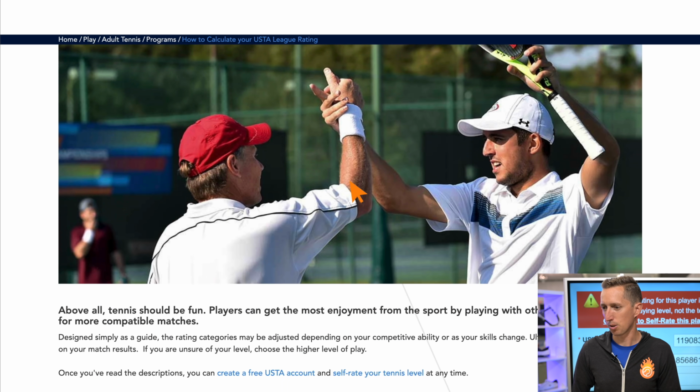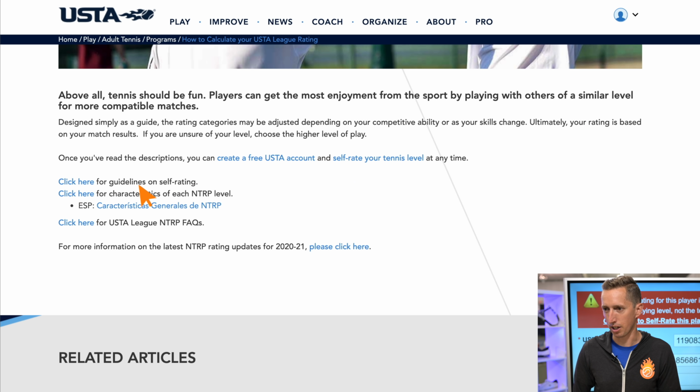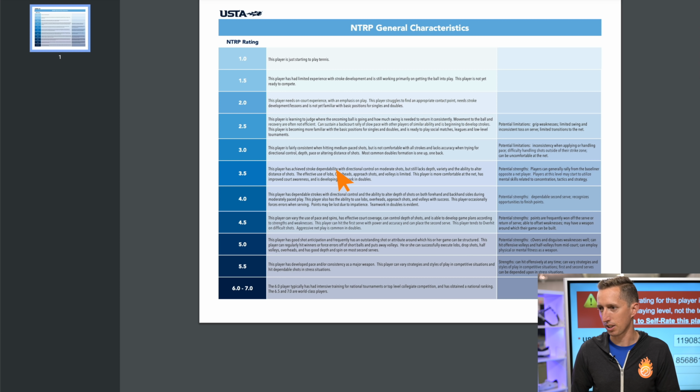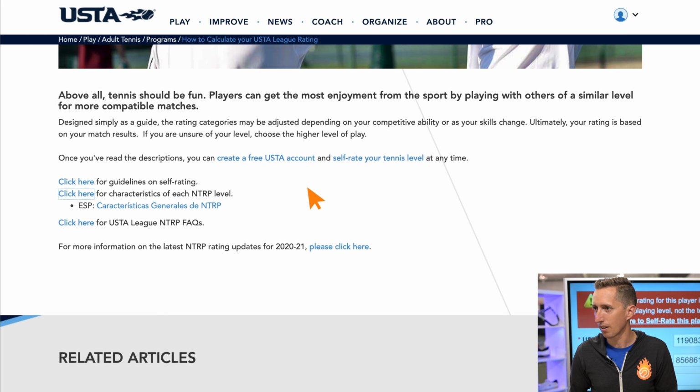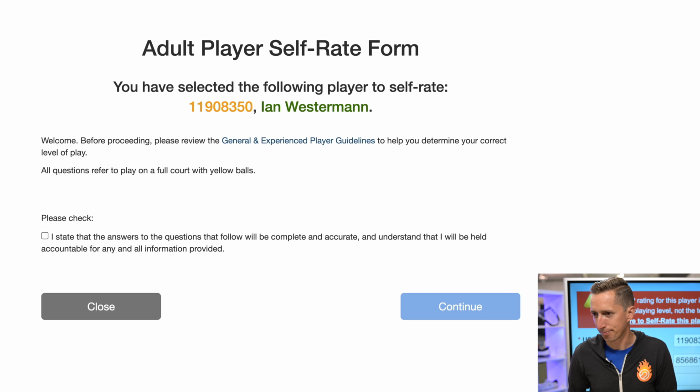So that's the page we just looked at, and we just looked at the guidelines on self-rating. And here's the other chart I was talking about, the characteristics. This chart talks about the different characteristics of playing style and weapons and consistency and stuff like that. But we're not going to go through that right now.